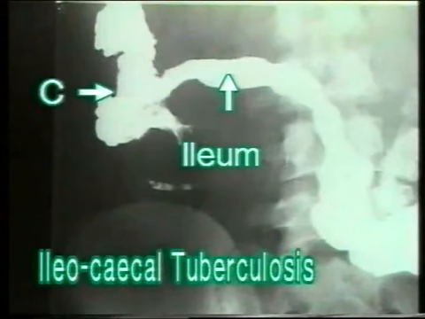Note in the close-up picture the badly contracted and pulled up cecum, spastic long narrow segment of the terminal ileum, and dilated ileum proximal to it. This is the classical picture of ileocecal tuberculosis on barium meal.